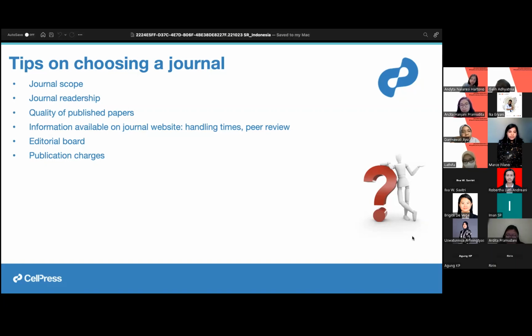What's the quality of papers they're already publishing? How thorough are they? How extensive are they? Are they very data rich? Do they publish shorter papers? How well do those papers get cited? How many people are reading those? So, you can use citation metrics and they will tell you how often papers get cited.